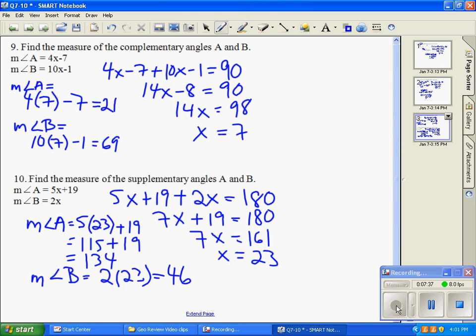And you can always verify that you did the right thing. If the two angles add up to 180, then it works out fine. So 134 plus 46 equals 180. We're good.